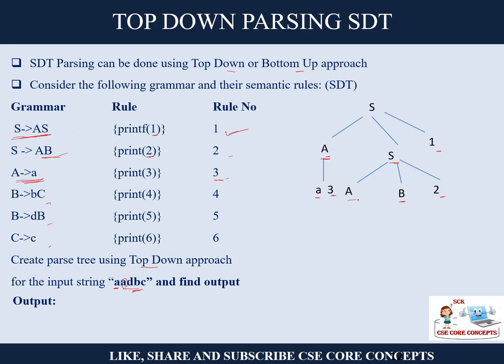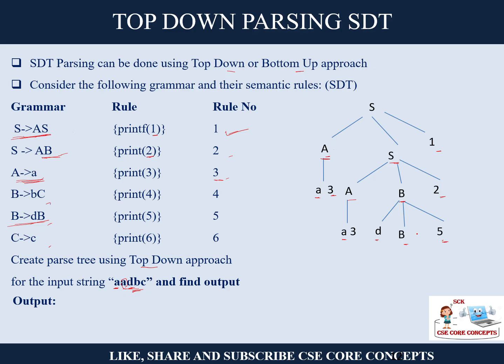Now this A, if I further explore, I will get rule number 3, that is A takes the form small a. Now the next element in my string is small d. So how can I derive small d from capital B? Yes, using this rule. B has 2 rules, but I will be using the second one since I want the terminal d. So let's explore d. B takes the form dB, that is rule number 5.